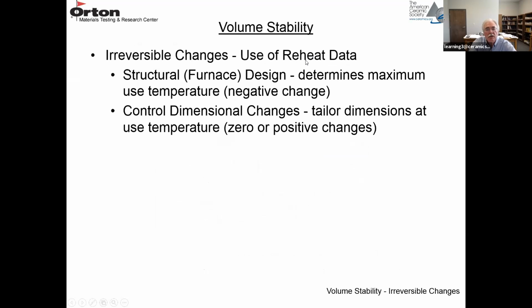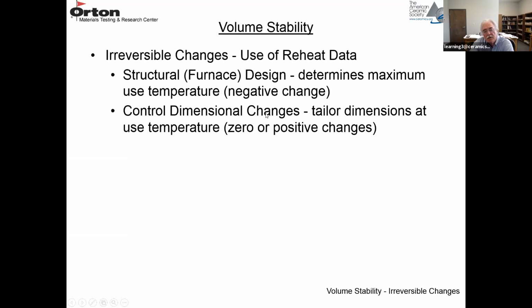So where do you use reheat data? Well, you use it in structural furnace design, just like you use thermal expansion. It determines the maximum use temperature, especially if there's a negative change. When the material starts to shrink, you don't want to use it past where the shrinkage starts because you're going to open up cracks in the lining.